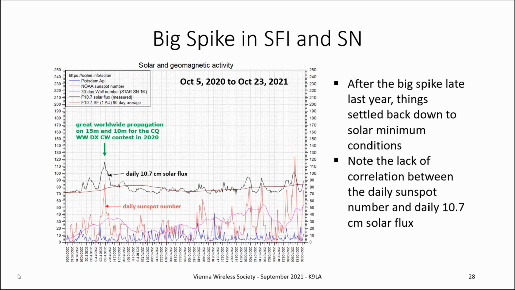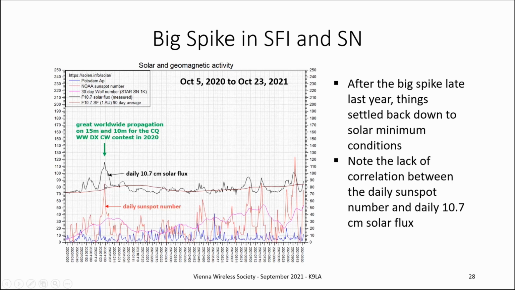Unfortunately, things kind of settled back down to solar minimum after that happened. But you can see what's happening now. We're getting more and more spikes in the sunspot number and the solar flux. So that tells us that cycle 25 is really starting to wake up. So we'll see what happens. I put a note on here.